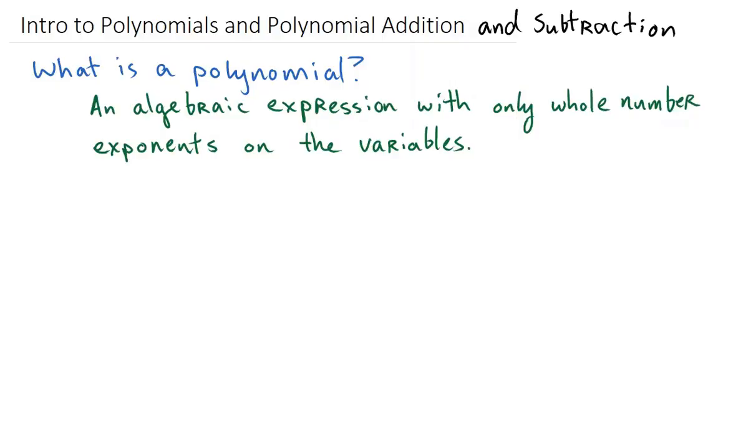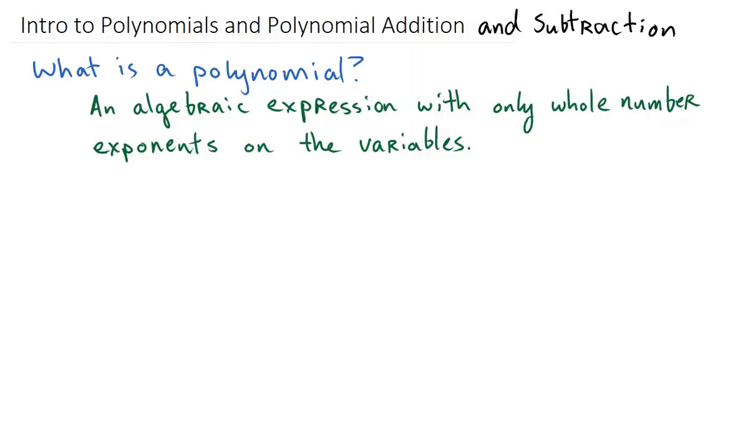So first, let's talk about what a polynomial is. You can kind of think of a polynomial as a nice math expression. We've been looking at a bunch of different kinds of math expressions. Polynomials are going to be an expression where we're not going to divide by any variables, so we won't have variables in our denominators, and we won't have any crazy exponents like a negative exponent. In other words, a polynomial is an algebraic expression with only whole number exponents on the variables.